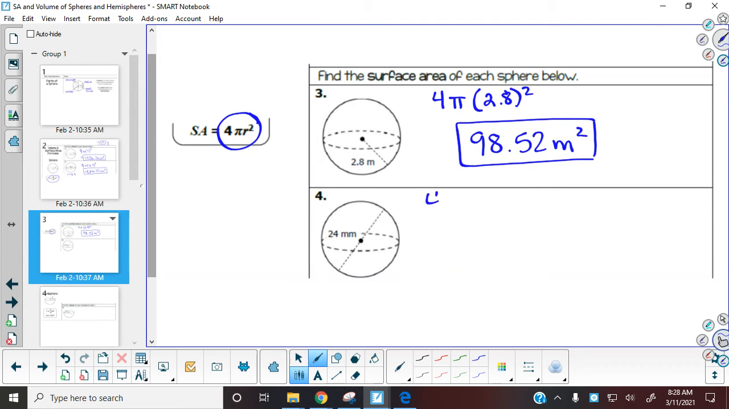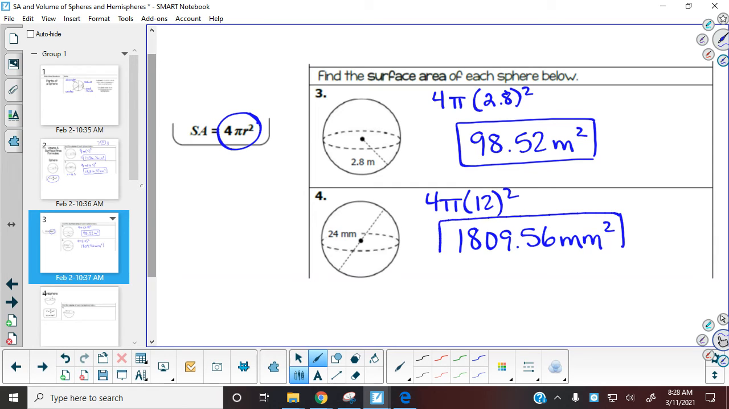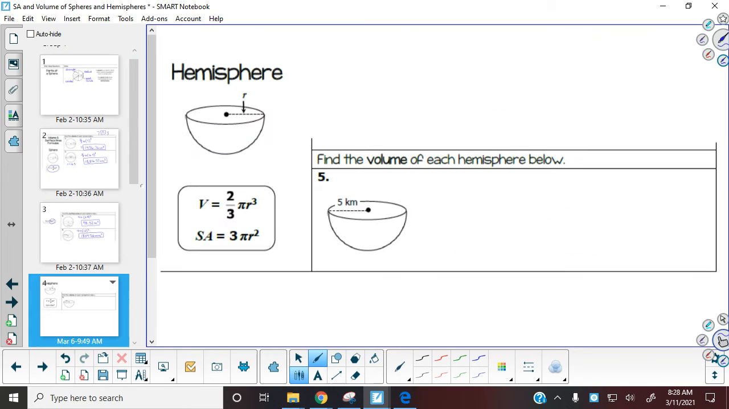Hopefully you're plugging it in, and you recognize that it only has a radius of 12. So if we do 4 pi times 12 squared, that gives us a value of approximately 1,809.56. And again, since this is area, square millimeters. So anytime you're talking volume, you're doing cubic units. Anytime you're talking surface area, you're doing square units.